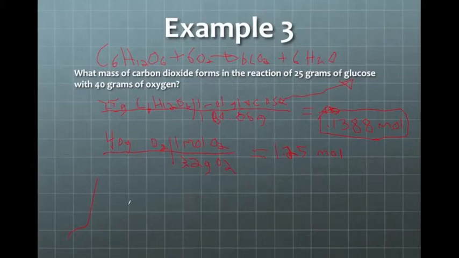Now we're going to give you the information that the limiting reactant is the 0.1388 moles of glucose. And next we're going to use the amount of moles that was given to be the limiting reactant and convert it into the amount of CO2 that we could possibly create with this amount of limiting reactant, which ends up being 0.8328 moles of product.